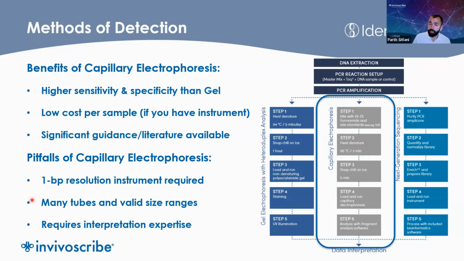There are many tubes in valid size ranges, which connects into the next point, which is the interpretation expertise. Since clonality testing has been standardized for 20 years, there are many experts that know how to interpret these results. There is a lot of guidance and literature available, but it does take a little bit of skill to be able to clearly differentiate when a peak is real versus when it is just a little bit of an irregular polyclonal sample.